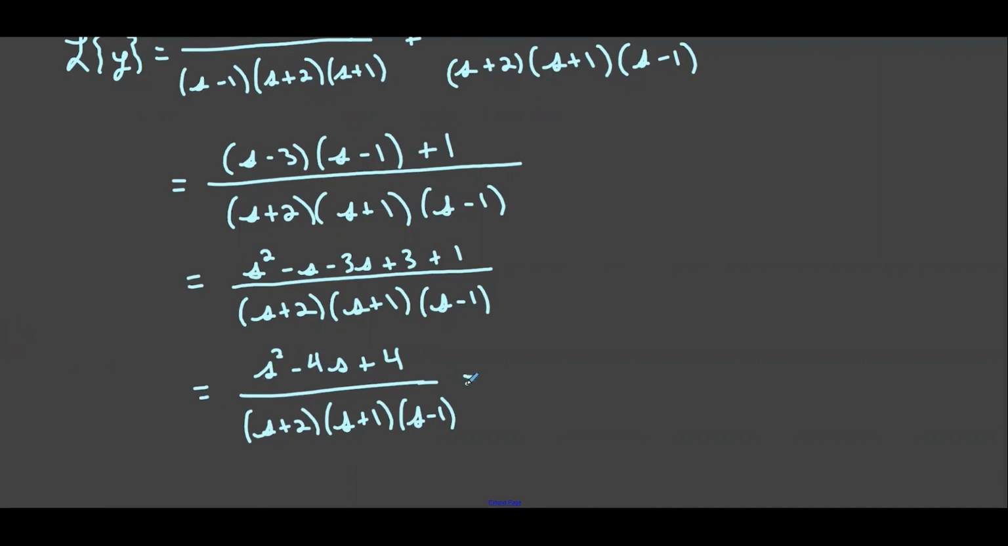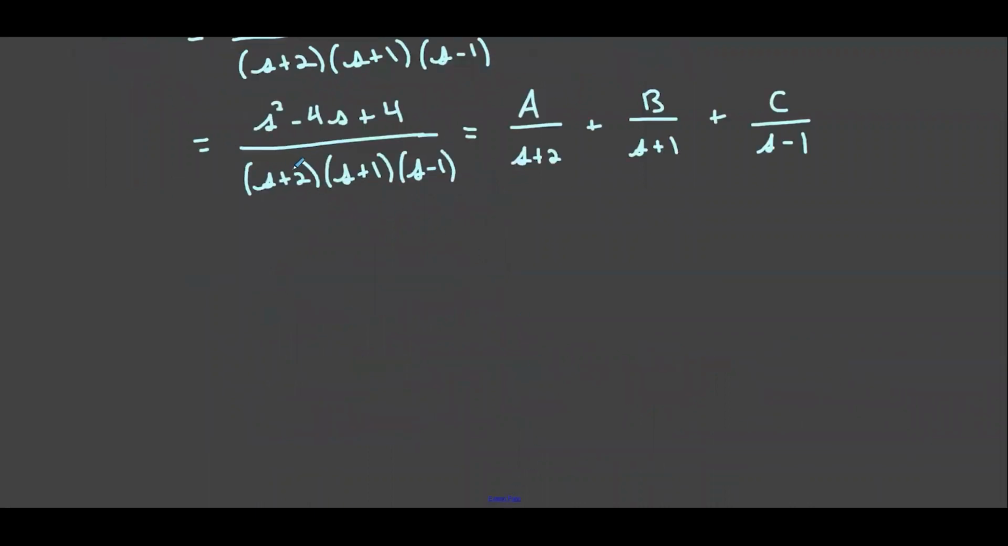But now all I need to do is partial fractions. I'm going to say this is a over s plus 2 plus b over s plus 1 plus c over s minus 1. So now if I multiply both sides by this denominator, I just have s squared minus 4s plus 4 on the left. When I multiply by the first term, the s plus 2's are going to cancel, so I'll have a times s plus 1, s minus 1.